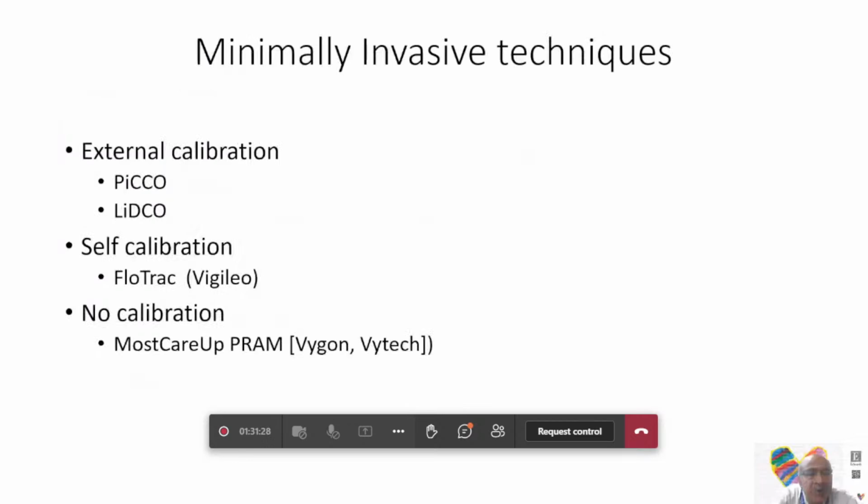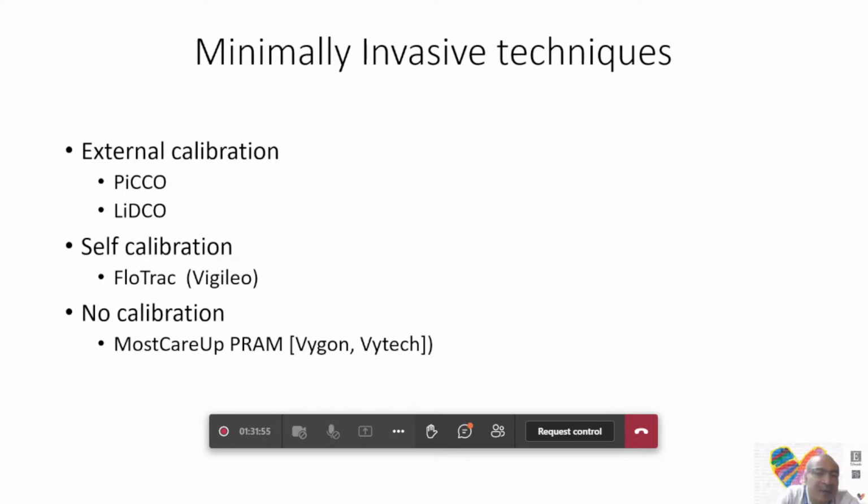Minimally invasive techniques may be based on external calibration, like PiCCO. It comes from the company Pulsion. It is a transpulmonary thermodilution technique. Then there is lithium dilution cardiac output derivation. There are self-calibrating techniques like FloTrac from Edwards. And there are some devices which need no calibration, from Vigon.